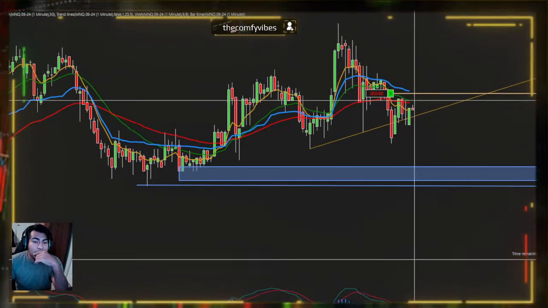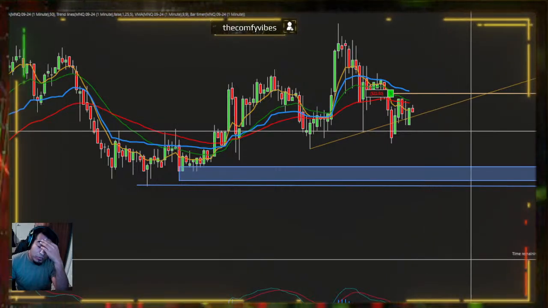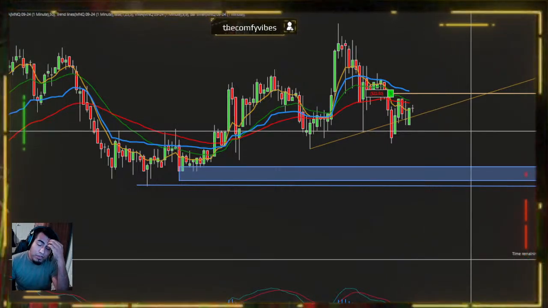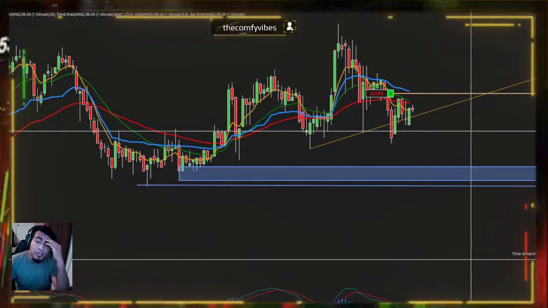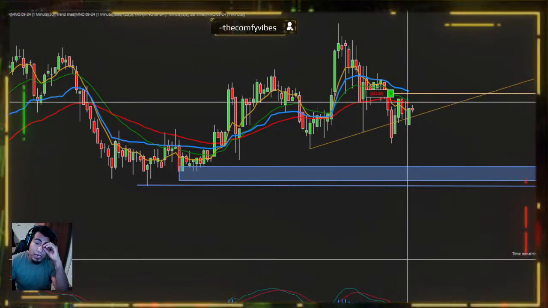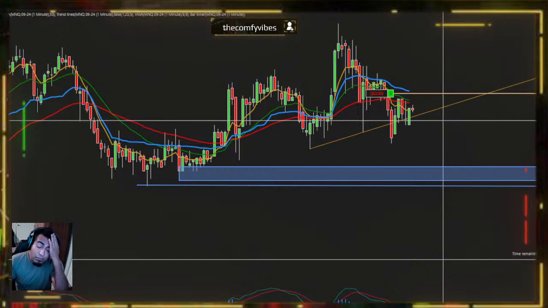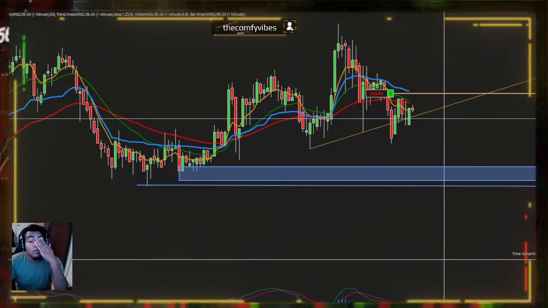I would say we have to get above that 21, and that 7 needs to cross that 21 in order for this to be valid to keep going up. If it don't, then that 7 will continue pushing down, and that 21 will keep following it. So we just gotta wait.